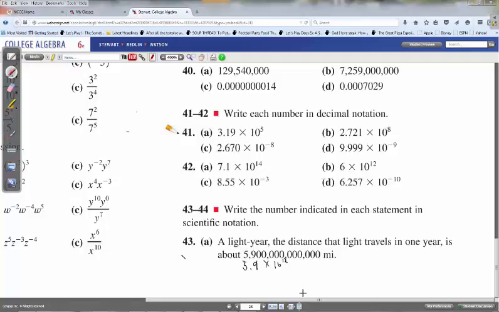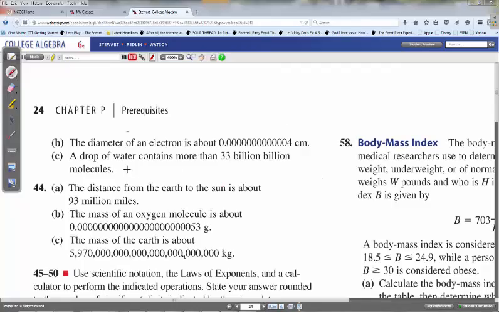Sometimes the problem will also tell you it wants you to round the number. If this had told me, say, to round to the ones position, I would end up with 6 times 10 to the 12th. But it didn't say anything about rounding, so just watch for that in the homework. Part B of the same problem, very small number, diameter of electron, very small number of centimeters. I always find the small numbers harder because you don't have the commas as an easy guide. We'll see if we can count.